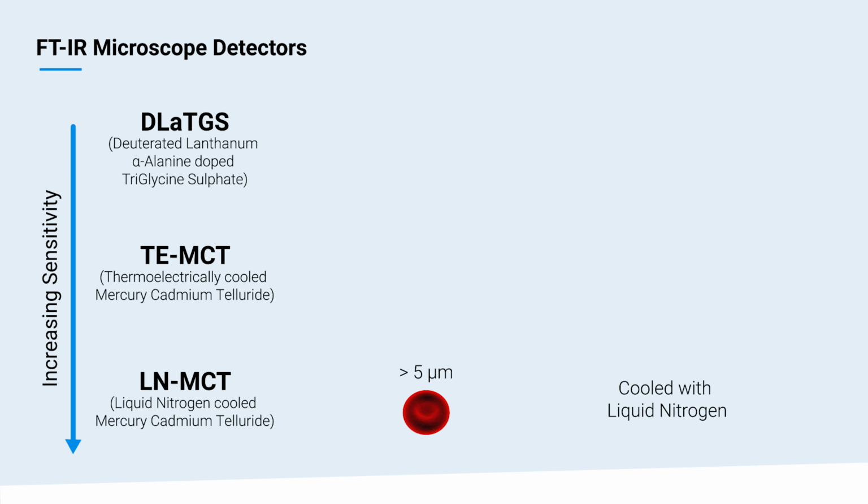TE-MCT detectors have slightly lower sensitivity. They can measure anything larger than about 10 micrometers, which is about the size of a flour particle after milling. However, they are continuously cooled with thermoelectric cooling, so they're more convenient to use.